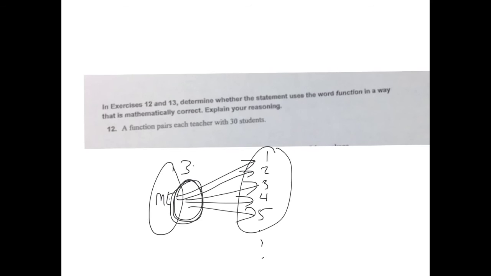I'm going to have 30 arrows leaving out, so this is not a function because you're only allowed to have 1 arrow going out, so that is not a function. Alright, that's the end of it.